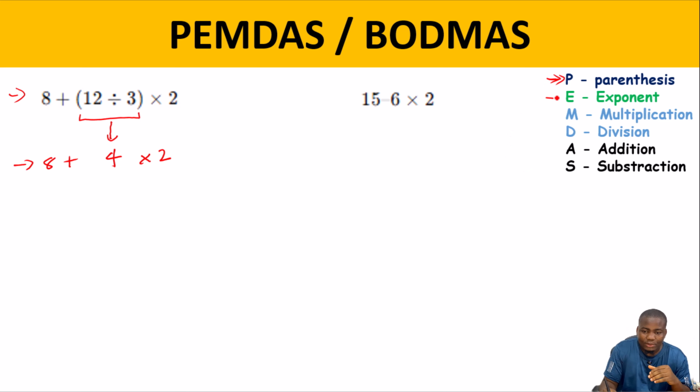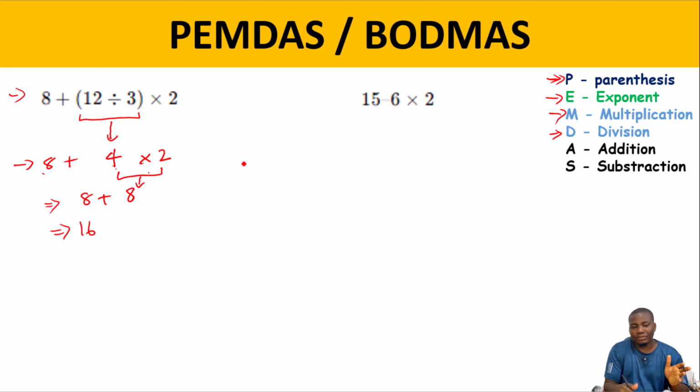Do we have any exponents here? No. So we are done with exponents. Do we have any multiplication or division here? Yes. So we have only one multiplication, and that is what we are going to do first. So 4 times 2 is 8, and we have 8 plus 8. 8 plus 8 is 16, and that is the answer for the first question.